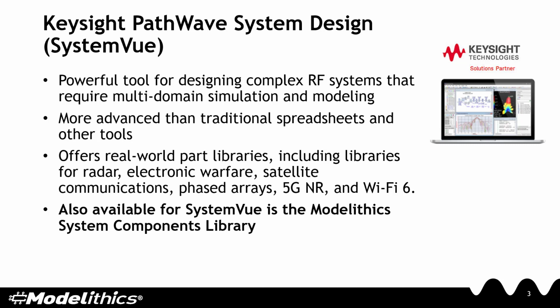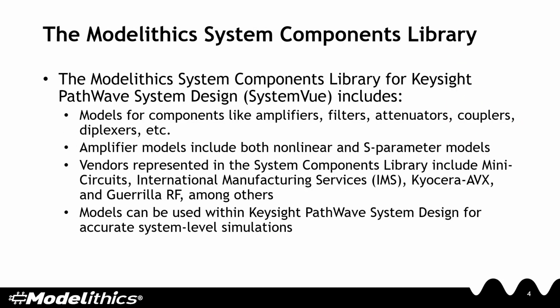On top of that, the Modelithics System Components Library is now available for SystemVue. The Modelithics System Components Library contains models for components like amplifiers, filters, attenuators, couplers, and diplexers. Note that for amplifiers, the library includes both nonlinear models as well as S-parameter models. The System Components Library includes models from a wide range of vendors, including Mini-Circuits, IMS, Kyocera AVX, Gorilla RF, and many others. Designers can use SystemVue combined with the Modelithics System Components Library to perform accurate system-level simulations.